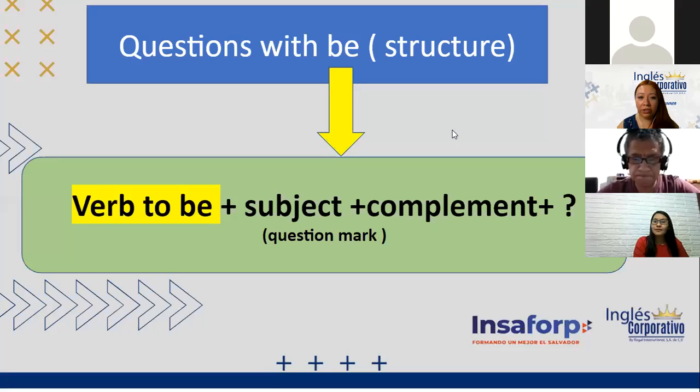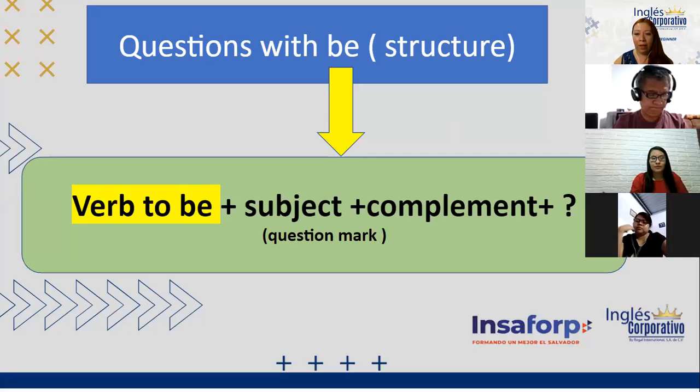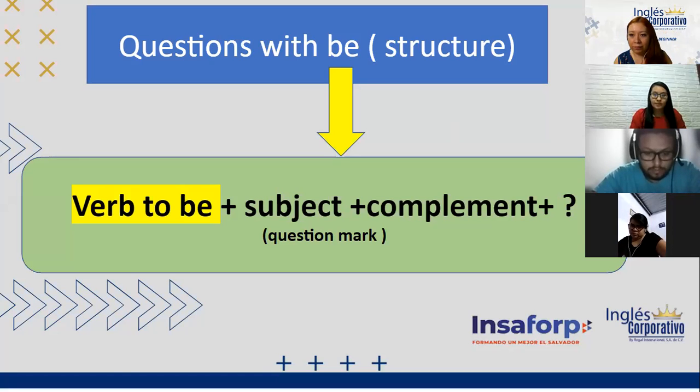Next one. Questions with the verb to be. Preguntas con el verbo to be. Ya vimos que para oraciones positivas yo ocupo sujeto, verbo to be, complemento. Para preguntar es un poquito al revés. Voy a empezar no con el sujeto, voy a empezar con el verbo to be. Y luego voy con el sujeto y luego lo que yo quiero preguntar.